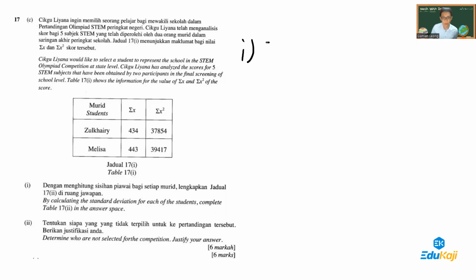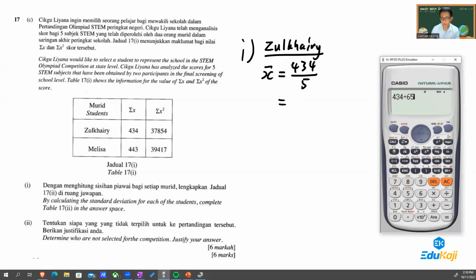Okay. So for Zulkhairi, standard deviation, actually, let's find the mean first. Sum of x over n. N will be 5 because 5 STEM subjects. 434 over 5. 86.8.